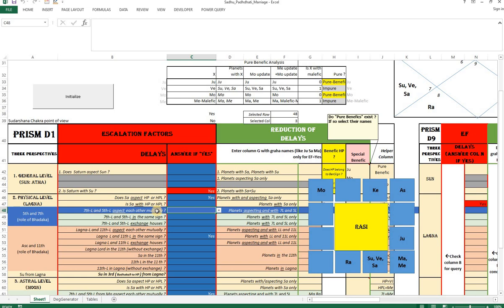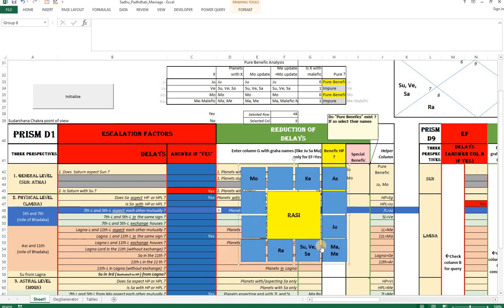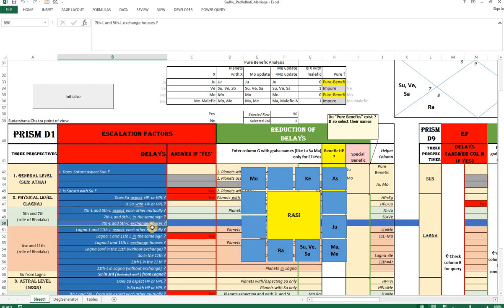7th Lord and 5th Lord aspect each other mutually is the question. Do they aspect? Now what is the 7th Lord and the 5th Lord? The 7th Lord is Jupiter and the 5th, this is a helper column, the 5th Lord is Venus. So Jupiter and Venus, do they aspect each other? Jupiter is here, Venus is here, they don't aspect at all, so you don't have to answer that. 7th Lord and 5th Lord in Virgo, same sign. Is Jupiter with Venus? No. Is 7th Lord and 5th Lord exchange houses? Venus is in her own house, so there is no exchange there.